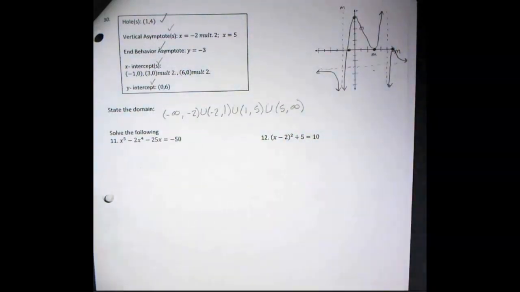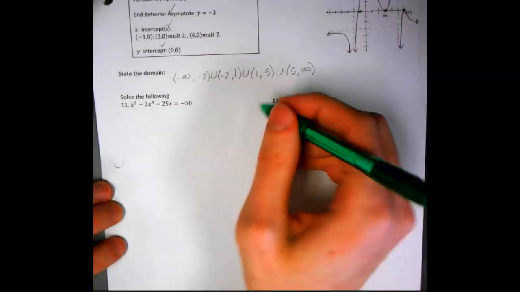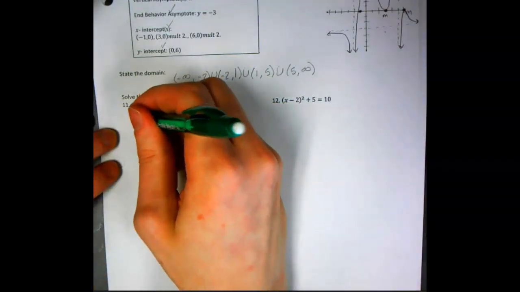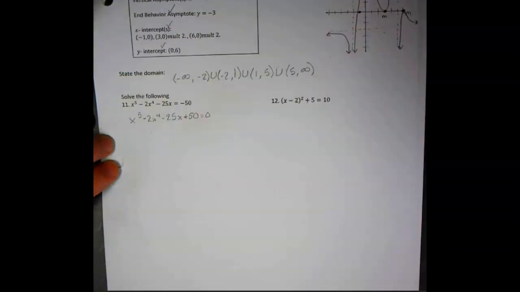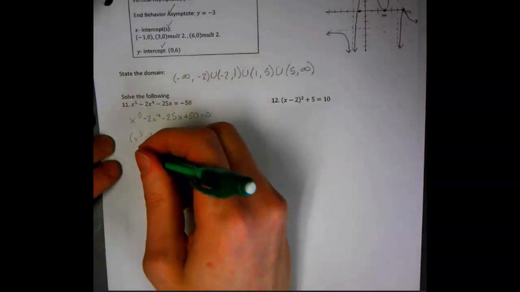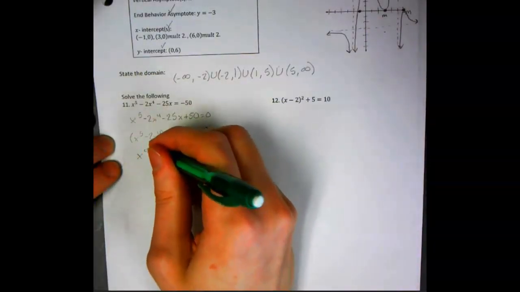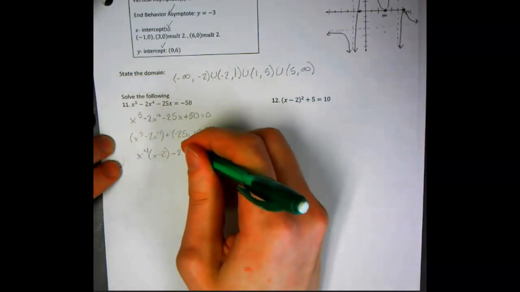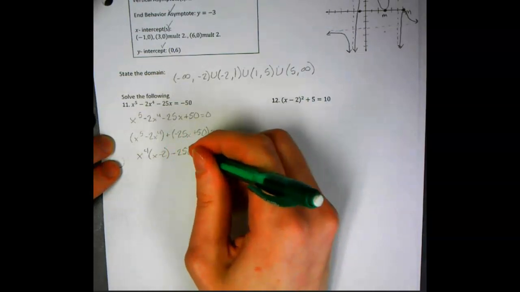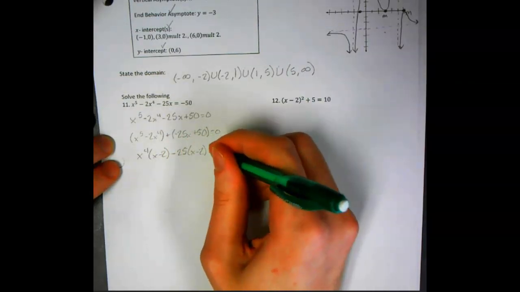For the second problem, we need to first start out by setting this equal to 0. Now we can split this, so we'll break it up into two parts. We can take out an x to the fourth from the first, which gives us x minus 2. We can take out a -25 from the second, again for x minus 2.